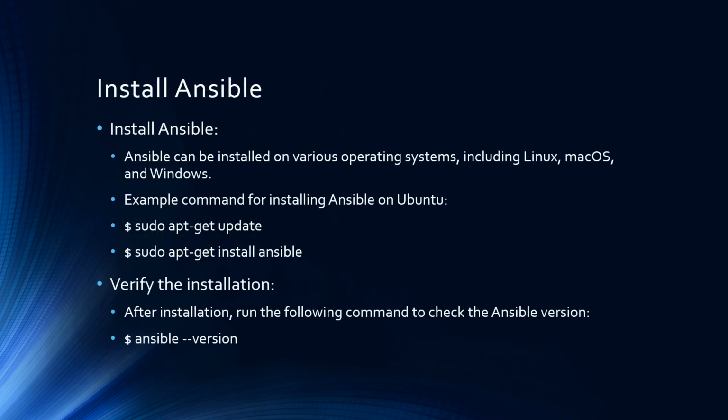Installing Ansible marks your first practical step into automation. The process varies by operating system, but we'll focus on Ubuntu as an example. The installation uses standard package managers, making it straightforward and reproducible. After installation, verifying the Ansible version ensures everything is set up correctly. This verification step is crucial as it confirms that Ansible is properly installed and accessible from the command line.